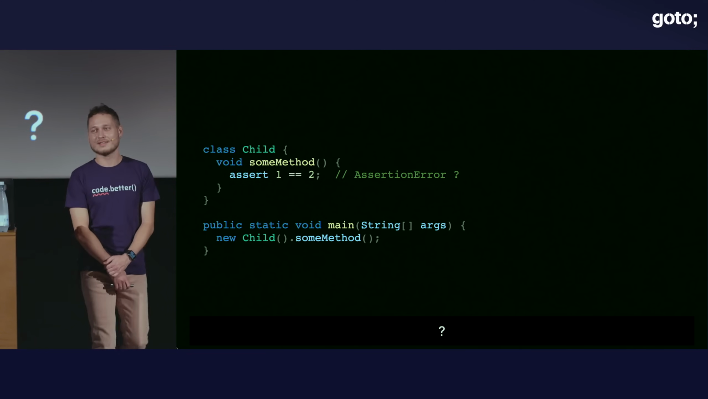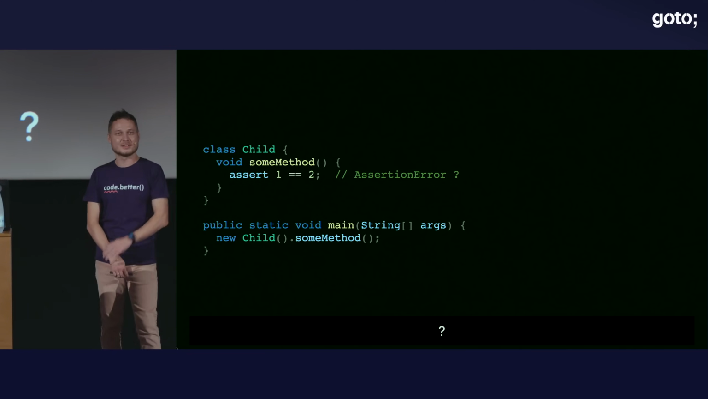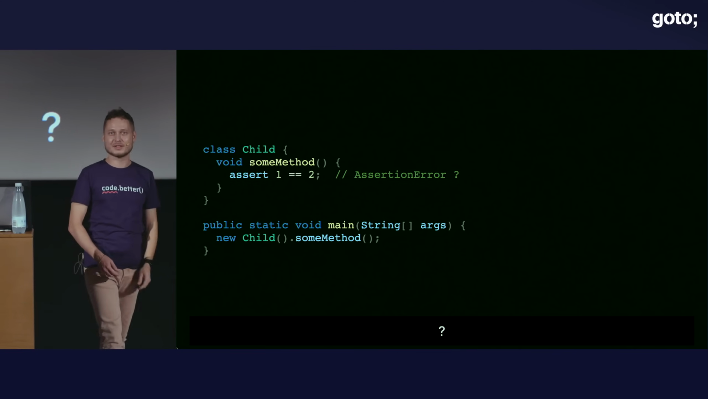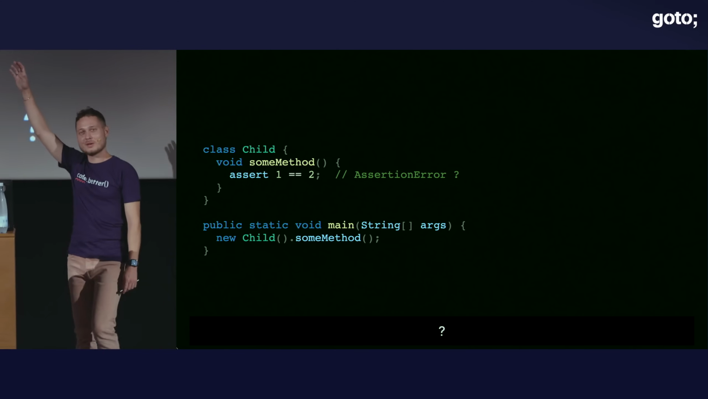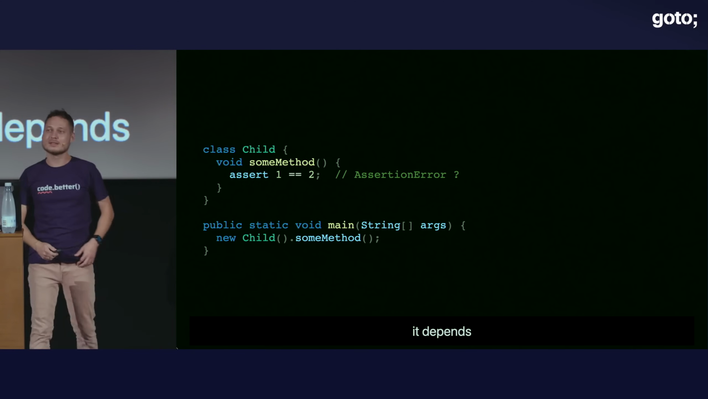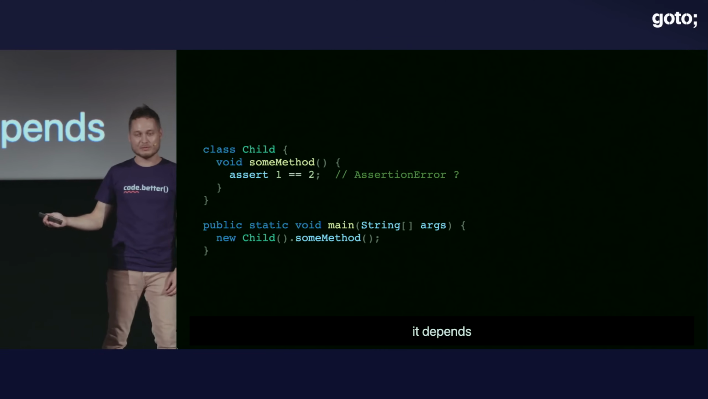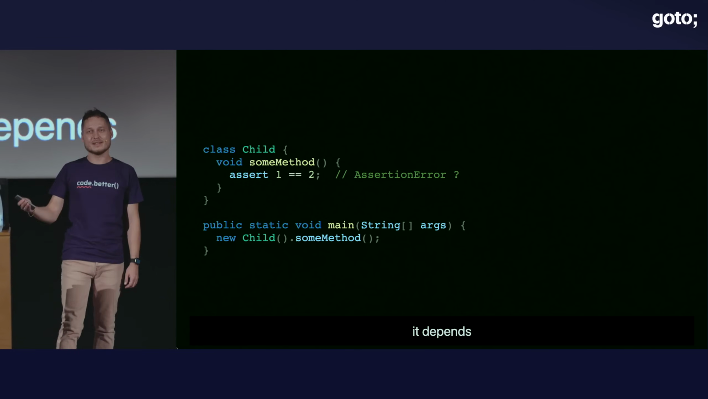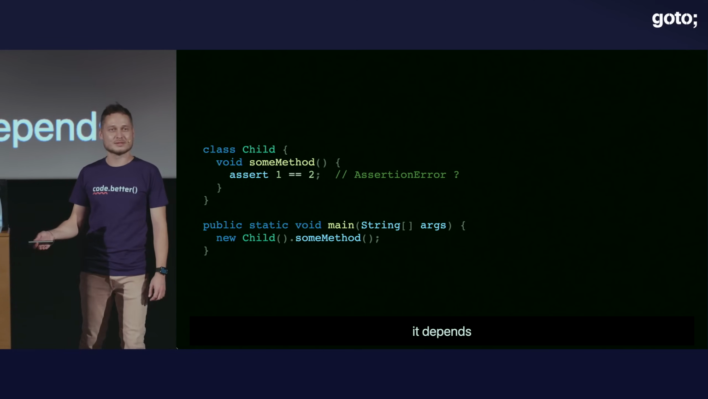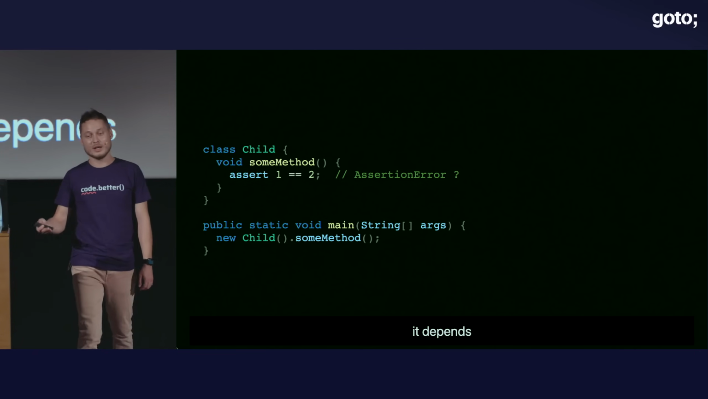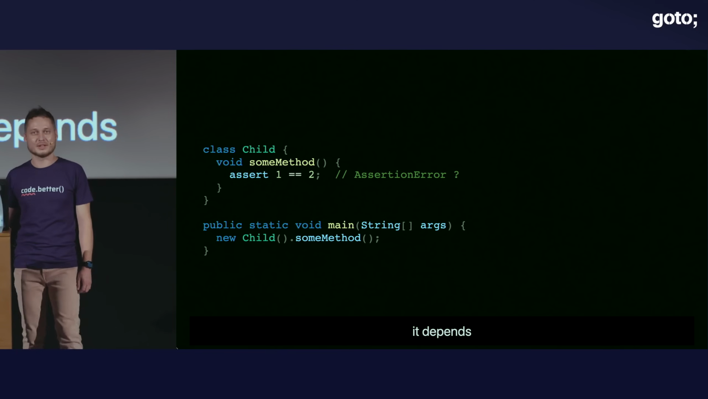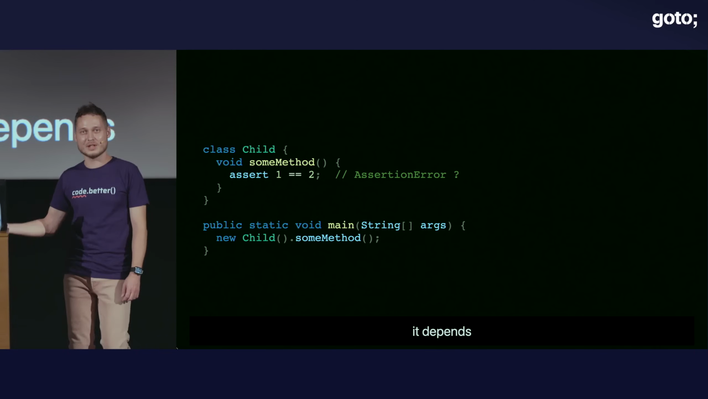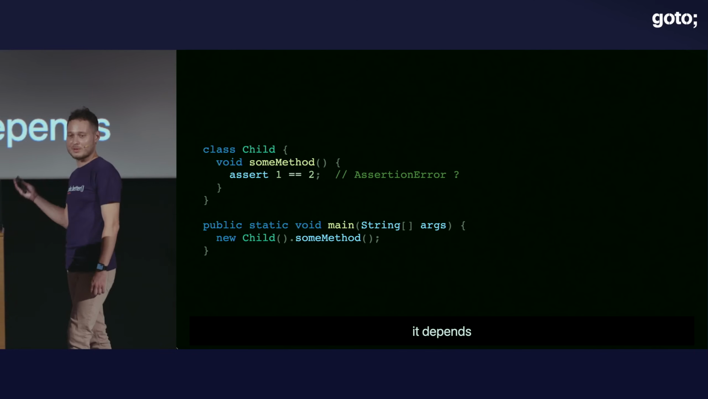No. Why? Who thinks that we are not going to get assertion here? I do think. Who thinks that we are going to get assertion here? I also think. Well, the actual answer, it depends. As you might know, in Java virtual machines, there is a special argument which says enable assertions or disable assertions. We can even enable assertions for a particular class or for a package, etc. So if assertions are disabled, we are not going to get assertion here. They are ignored. If assertions are enabled, we are obviously going to get assertion here because 1 is not equal to 2. But the answer to the question, well, it depends.